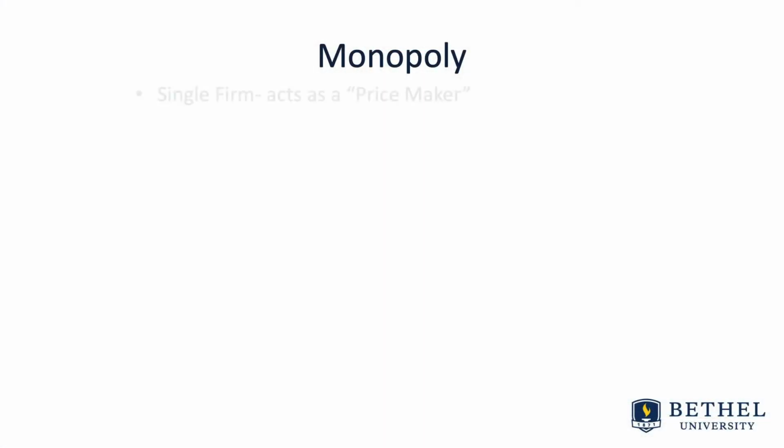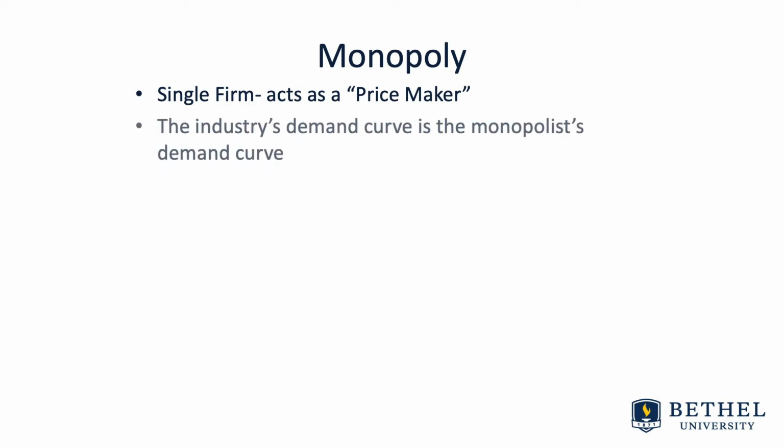Because there's only one firm, that single firm is a price maker. Unlike competition, when the firm takes price as given, in monopoly, the firm is the price maker. Because there's only one firm in the market, the industry demand curve is the entire monopolist's demand curve. Now, the demand curve is downward sloping. What that means is that as price decreases, quantity demanded increases.